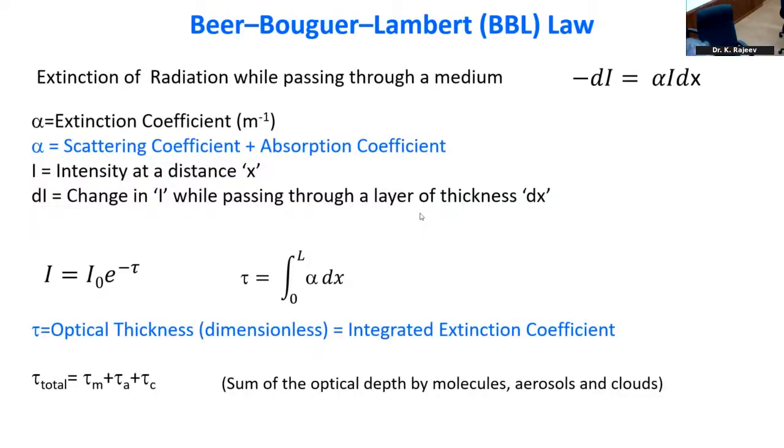But basically, this integral form, because dI, I comes in the denominator, it becomes logarithmic, that's why you get this. Understand? So this is optical thickness, and remember this is dimensionless. So optical depth is 0.3. 0.3 what? 0.3 nothing. 0.3 is 0.3. So this integrated extinction coefficient is optical thickness.